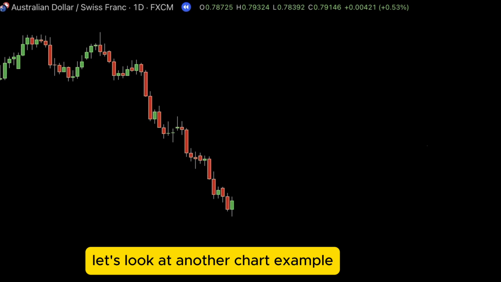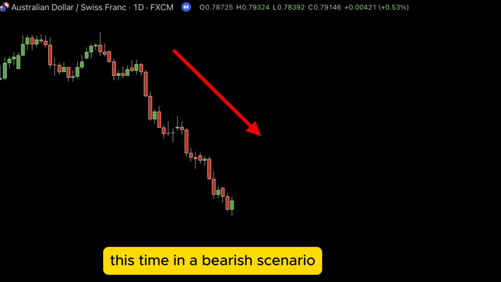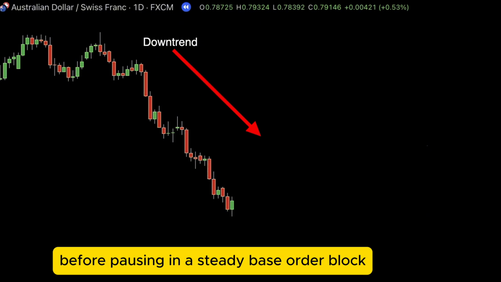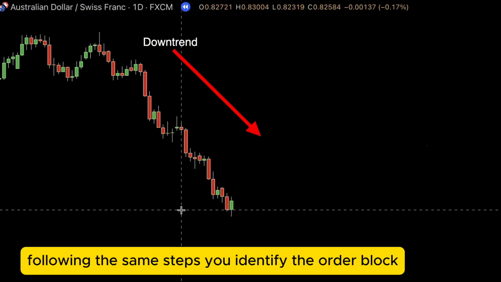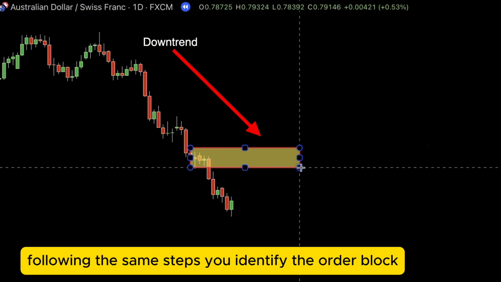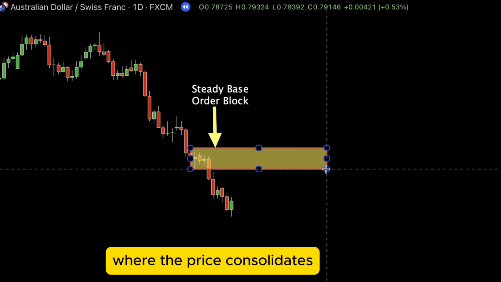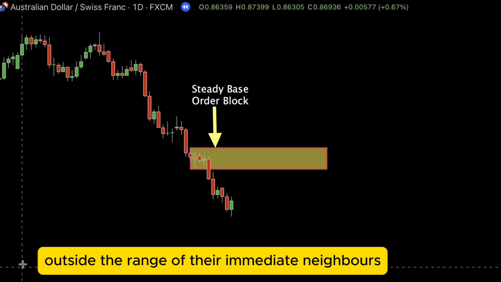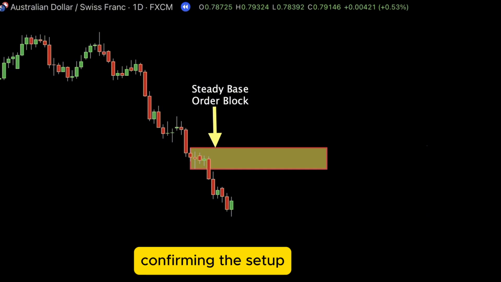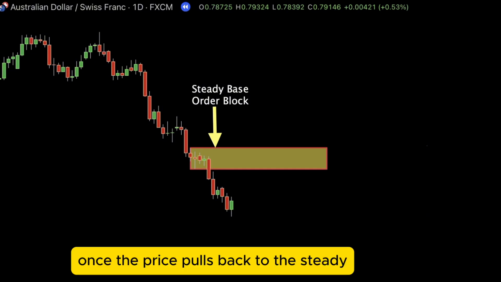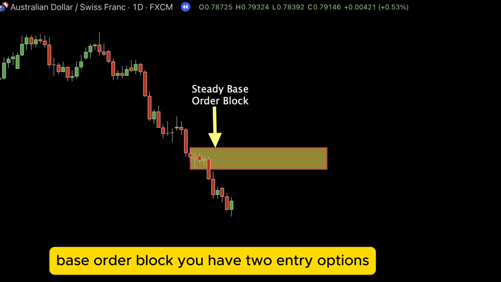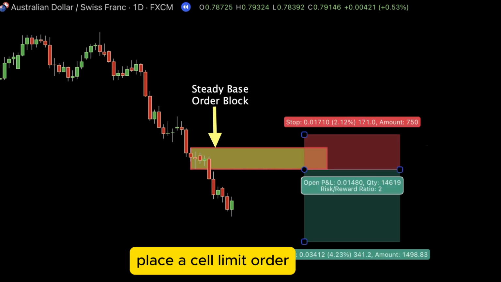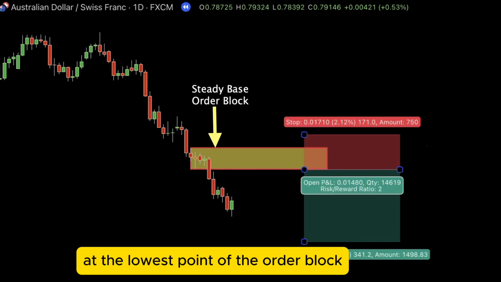Let's look at another chart example, this time in a bearish scenario. The market is in a clear downtrend before pausing in a steady base order block. Following the same steps, you identify the order block by spotting the 4-candle sequence where the price consolidates. None of the candles close outside the range of their immediate neighbors, confirming the setup. Once the price pulls back to the steady base order block, you have two entry options. First option: place a sell limit order at the lowest point of the order block.